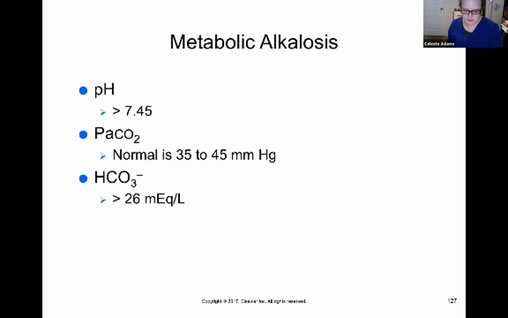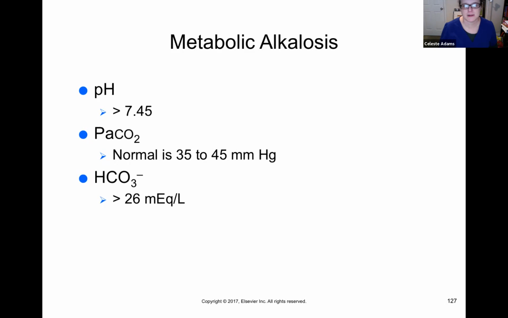All right, so now we're moving on to metabolic alkalosis, okay? Metabolic alkalosis is going to be a problem with the kidneys. The kidneys are in trouble, and you're going to have too much bicarb for some reason. Your pH is going to be above 7.45. If your pH is above 7.45, that's going to make you alkalotic, more basic.